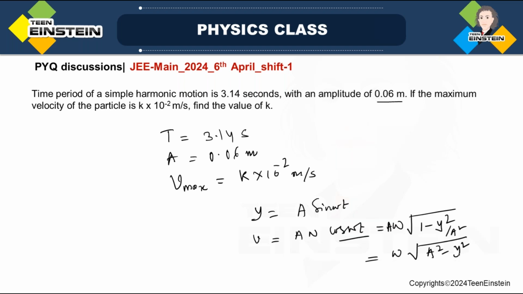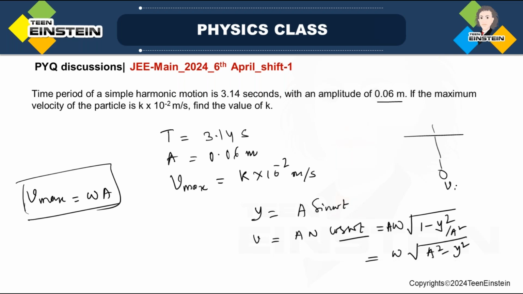So maximum velocity at y is equal to 0, that means v max is omega into a. This is the maximum velocity. V max occurs when the displacement is 0, at the mean position. Okay, so the displacement y is 0 at this position. So now things are okay.